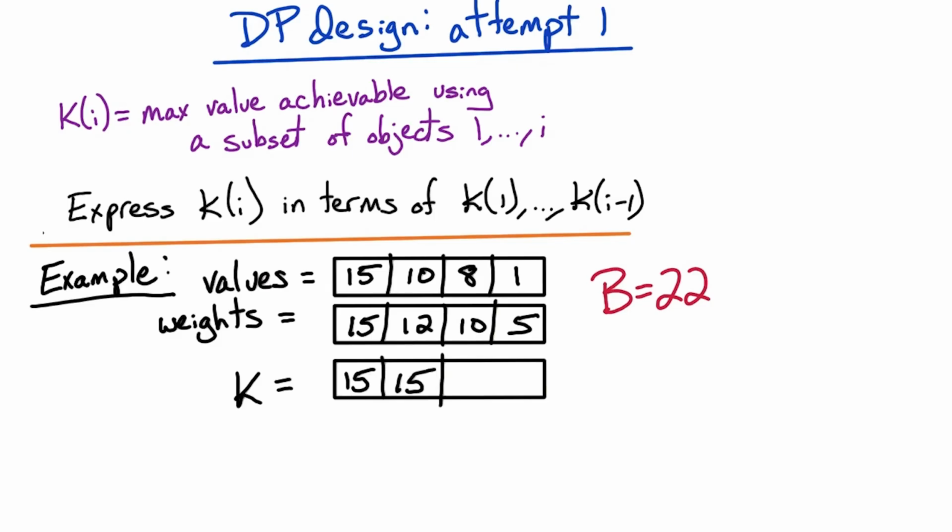Now let's go to i equals 3. What's the optimal solution for i equals 3? Well, in this case, we want to use objects 2 and 3.